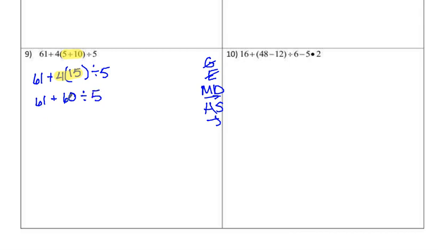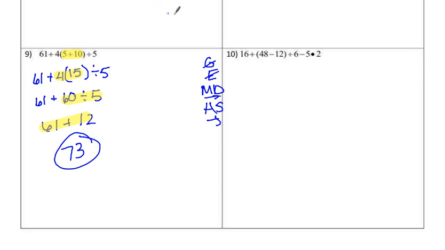Then I need to do my division here. 60 divided by 5 is 12. And then I have plus 61 in the front. And then that's going to be the last step. 61 plus 12 gives you 73.